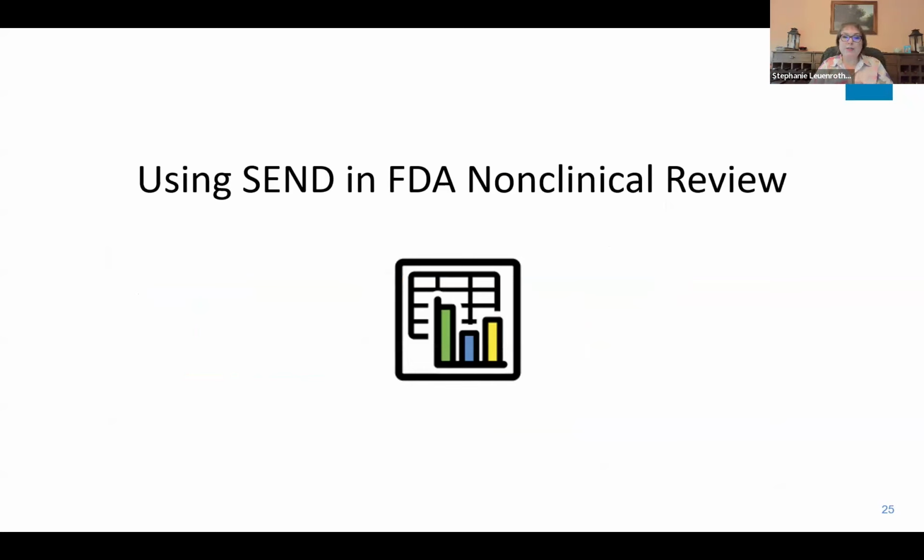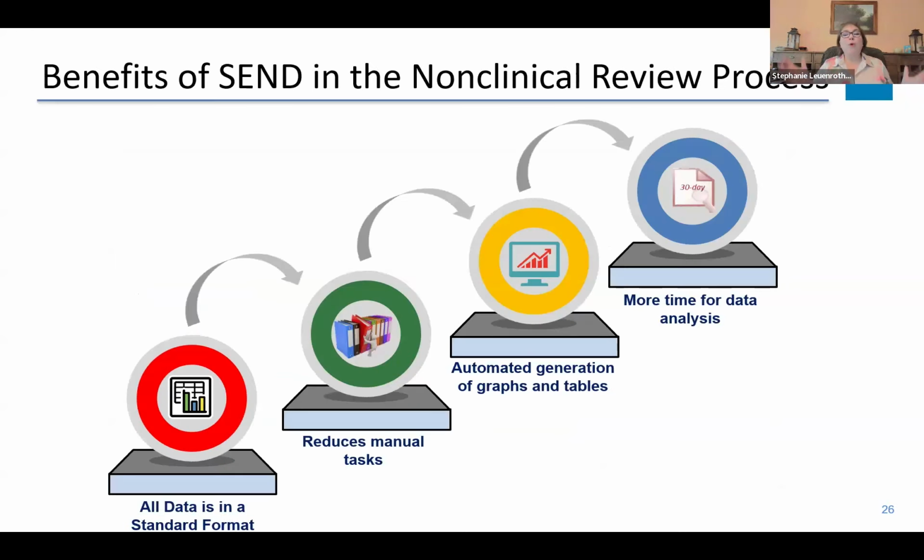Okay, so I just wanted to end with some points about how we are using SEND at FDA, especially in OND, within non-clinical review. So the whole point of SEND is to make life easier, really. It's to be able to have a standard way to look at the data within a study and across studies. So if you have this standardized format, it reduces manual tasks of the reviewer. So now you have data that's in a standard form, you have a tool that you can look at it, you have a way to automate graphs and tables.